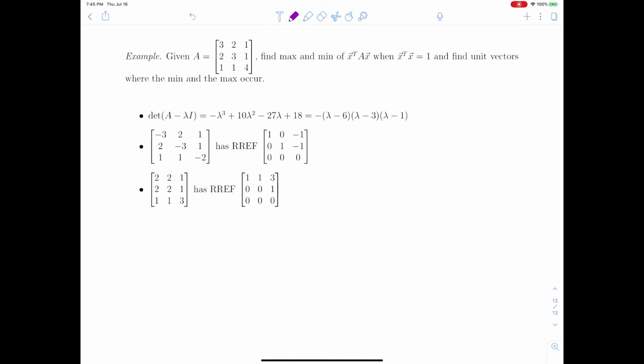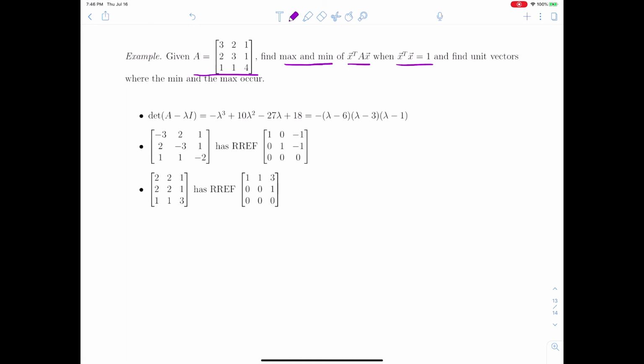Now, suppose that A is given by this 3 by 3 matrix, and let us practice finding the max and min value of the quadratic form when x is the unit vector. So let us pause the video and try out the problem before I give you the solution. So did you figure this problem out?